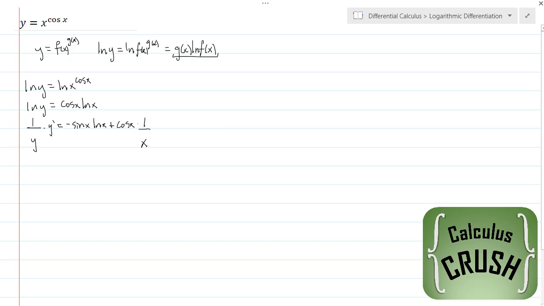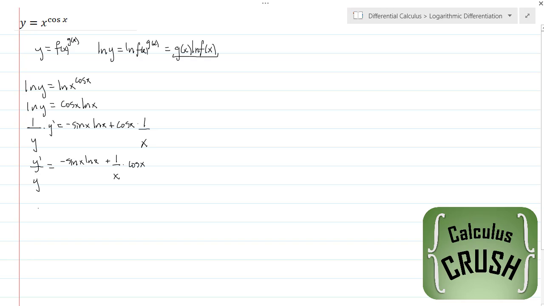So now the derivative is done, but let's do some simplification. We've got y prime over y equals negative sine x ln x plus, I'm going to do 1 over x times cosine x. Just put the 1 over x in front. So let's try and do some simplification. There's not really much we can do. I'm going to write this a couple of different ways.